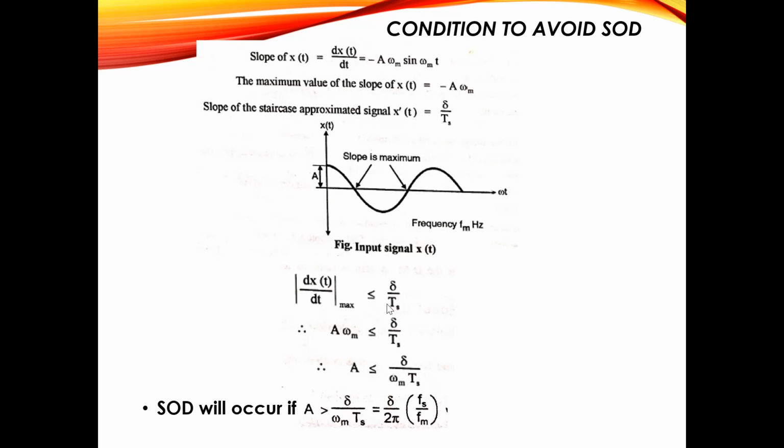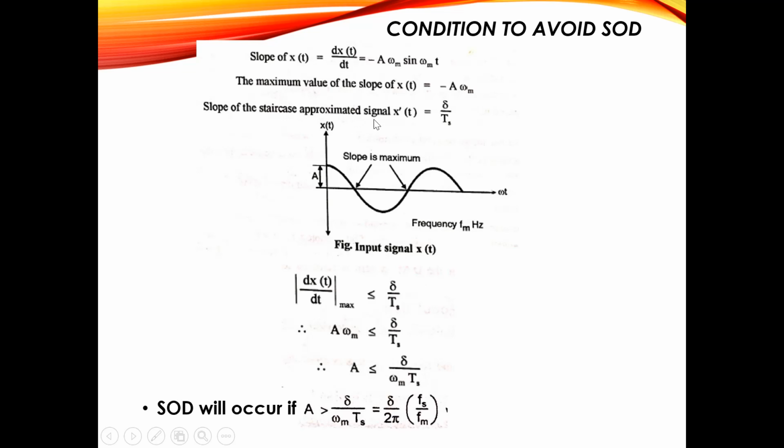Now, as we have discussed, the condition to avoid slope overload distortion involves the slope of x of t, which is the derivative of x of t divided by dt. Here A is the amplitude of the input signal x of t. The derivative or slope of x of t is minus A omega m sine omega m t. So the maximum value of the slope of x of t is minus A omega m.